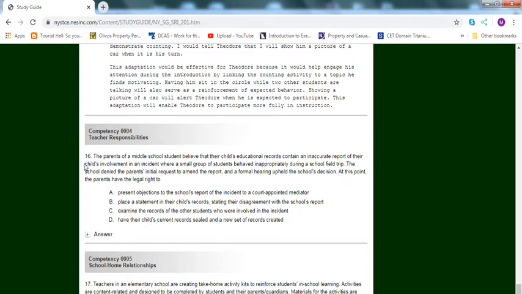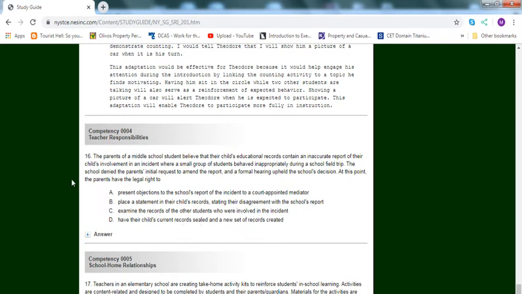For example, question 16: the parents of a middle school student believe that their child's education record contains an inaccurate report of the child's involvement in an incident where a small group of students behaved inappropriately during a school field trip. The school denied the parents' initial request to amend the report, and a formal hearing upheld the school's decision. At this point, the parents have the legal right to: present objection to the school's report of the incidents to a court-appointed mediator, place a statement on the child's record stating their disagreement with the school's report, examine the record of the other students that were involved in the incident, or have the child's current record sealed and a new set of records created.